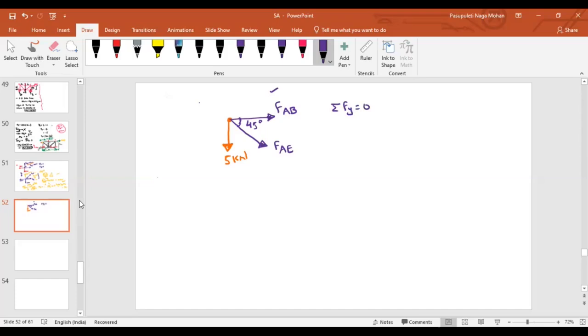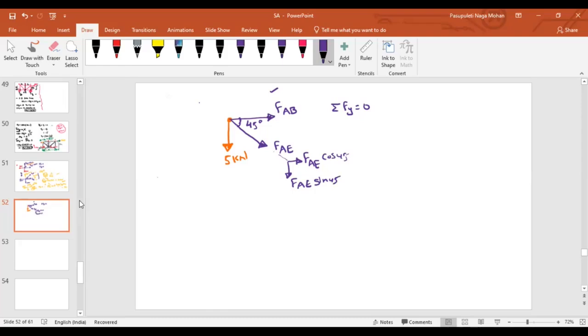Now tell me, 5 kilonewton is acting in the downward direction, isn't it? This is FAE. If I resolve it along the y direction, the component is coming in which direction? If I resolve this component, what will I get? FAE cos 45, FAE sin 45. My vertical force, 5 kilonewton, is acting in the downward direction.